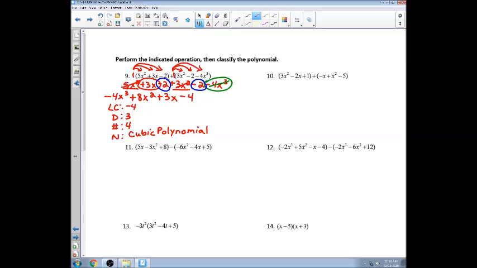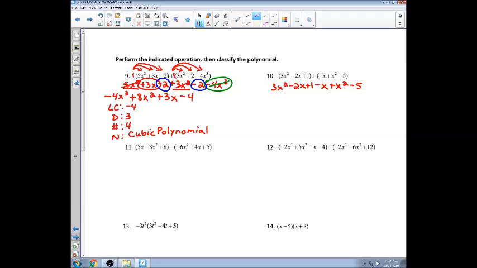On to number 10. Again, I have a positive in between, so really what I'm going to do is the same thing I did on 9, but instead of actually writing those ones in and drawing all the arrows and everything else, I'm just going to drop the parentheses because if you ever distribute a positive 1, it just keeps all the signs the same. So it'll be 3x squared minus 2x plus 1 minus x plus x squared minus 5.